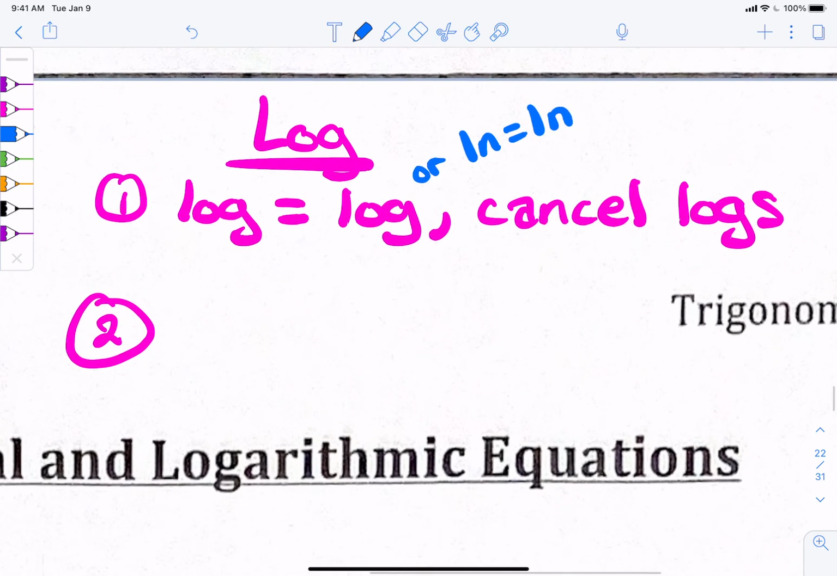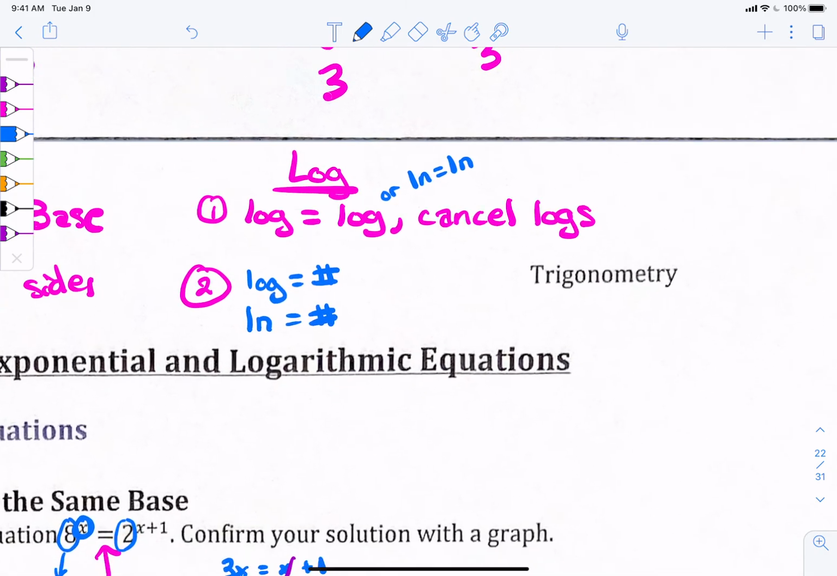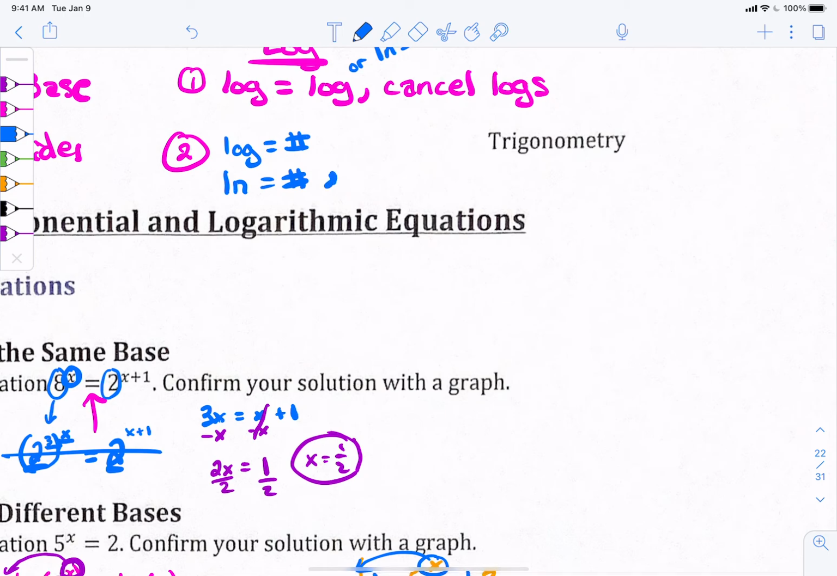Now in the second example, we have log equal to a number, or we have ln equal to a number. So this is what you do when you have log just on one side and not on both sides. You can't just cancel them out. Hold on, I'll come back up and tell you what you do then.